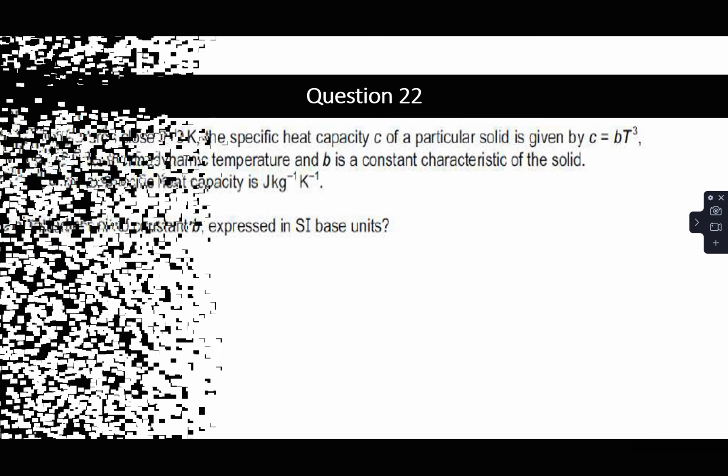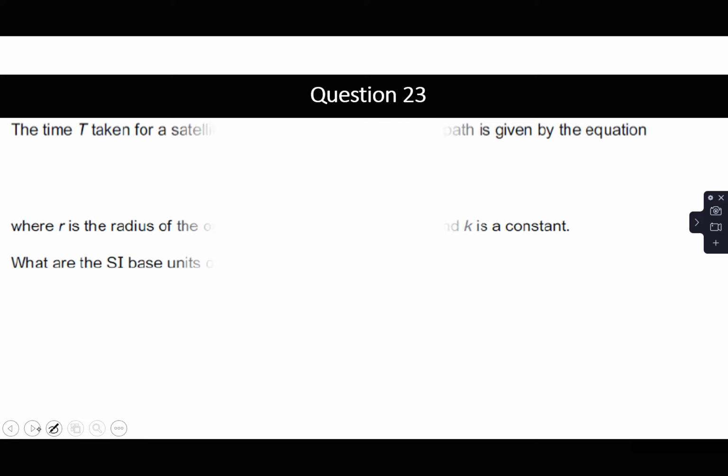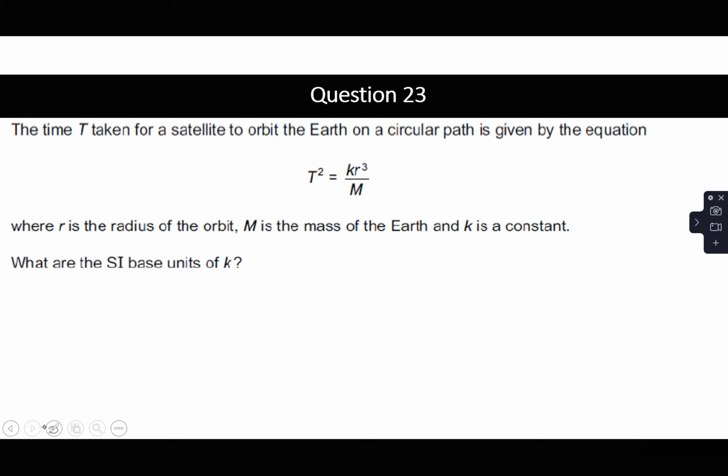Okay, number 20. Question 23. The time taken, so T is time, for a satellite to orbit the Earth on a circular path is given by this equation. R is radius, M is mass, K is a constant. What are the SI base units of K?